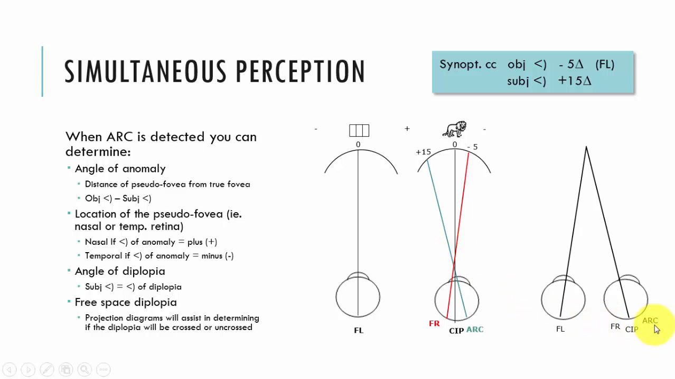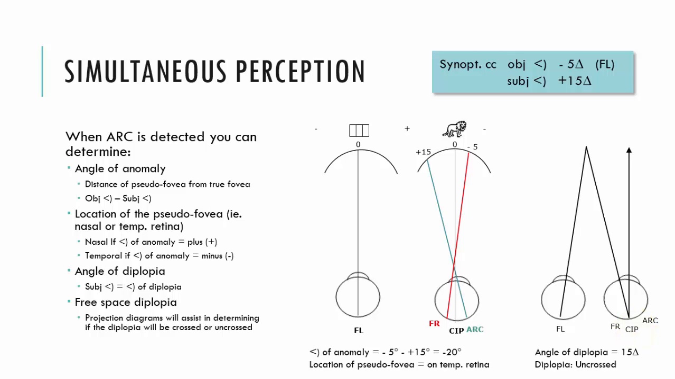The thing we need to now ask ourselves is, what is the type of diplopia the patient is going to experience given the location of the fovea, the CIP and the ARC? And what we need to think about is, where is the CIP in relation to the ARC? Because the ARC is the pseudofovea, and in free space with both eyes open, this will act as if it is the fovea. So the CIP is nasal to the ARC point, in which case the patient will experience uncrossed diplopia.